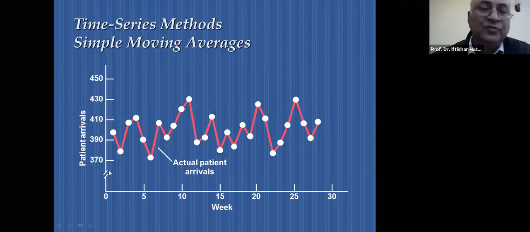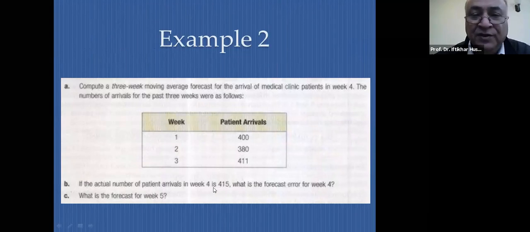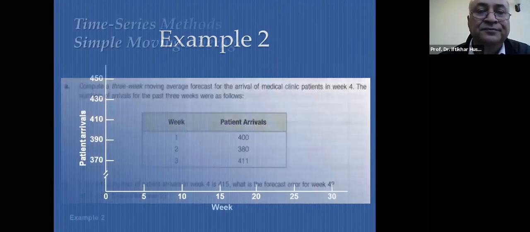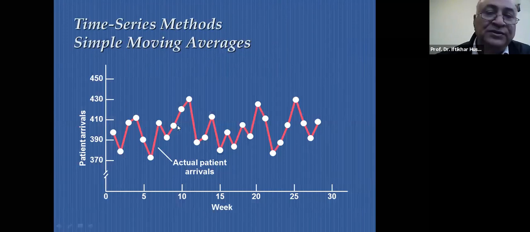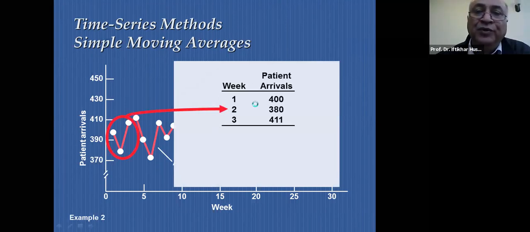Oh, I'm sorry. So here we have the patient arrivals and then week. As it was mentioned, in week 1, there were some patients arrived, in week 2, in week 3, and then they asked us to predict the forecast for week 4, when the actual demand was also mentioned. If the actual number of patient arrivals in week 4 is 415, what is the forecast error for week 4? For forecast error, obviously we need to find the forecast for week 4 as well. So anyway, this is the actual pattern. Week 1, 400, week 2, 380, week 3, 411.